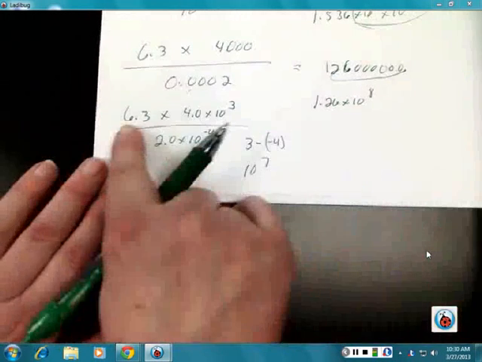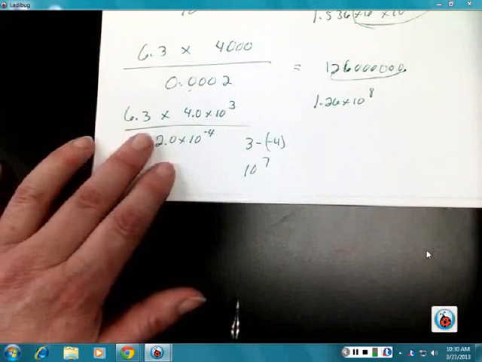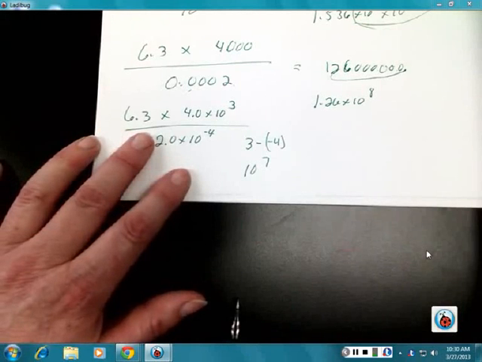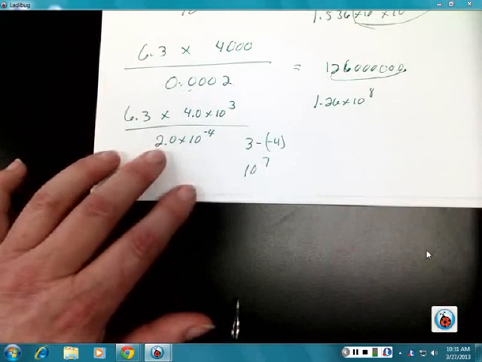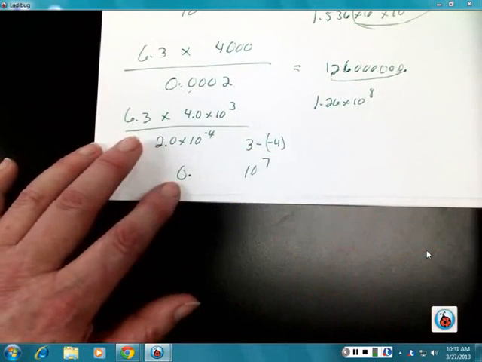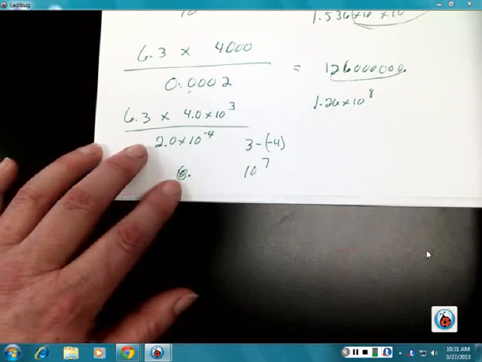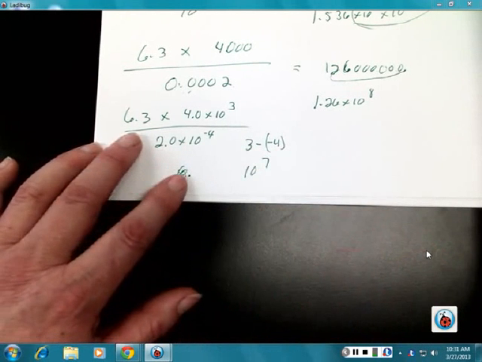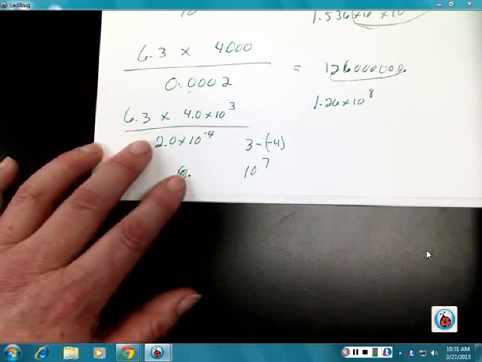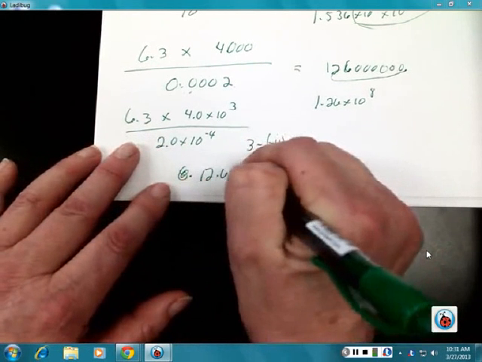Multiply just the numerical pieces here. So I'm going to put 6.3 times 4. Divide that by 2. And I get, well, I guess it's 12.6. Get 12.6? Okay. Something happened to mine. Oh, I see what happened to mine. 6.3 times 4 divided by 2. Yes, I get 12.6 times 10 to the 7th.